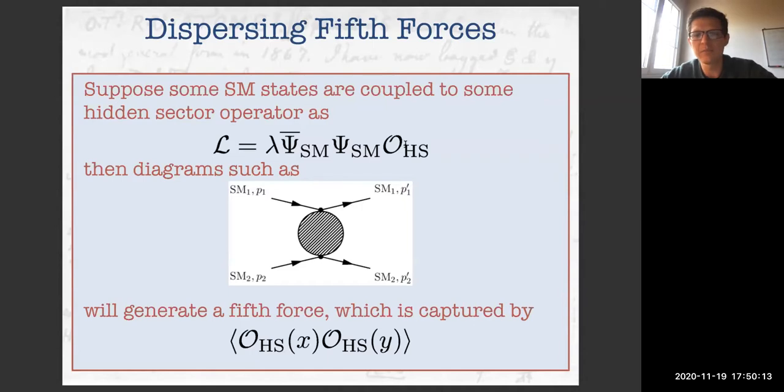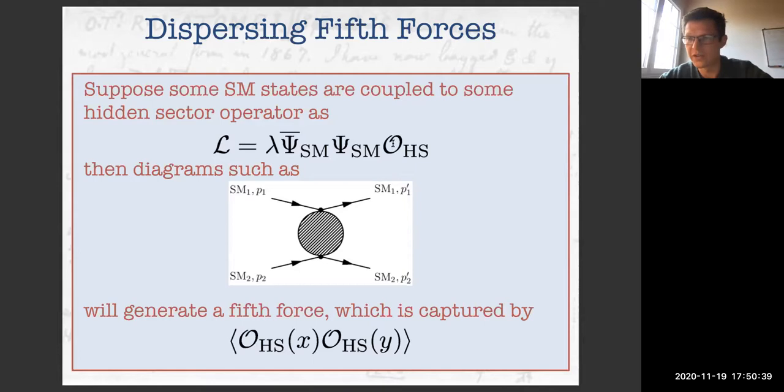So imagine we have some operator that contains hidden sector states. It could be a single state. It could be 3 or 4 states. It could be a state that interacts with its own strongly coupled sector, which is a big mess. It could be a quasi-conformal sector, who knows? So imagine you have some operator like this. Then fifth forces will be generated by diagrams like this, where you scatter essentially standard model states and you exchange this operator. So you have an operator insertion here, and you have an operator insertion here.